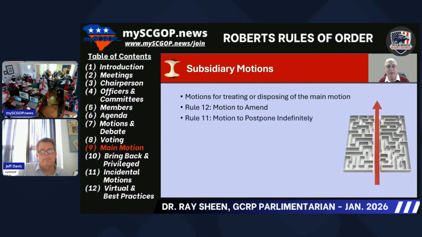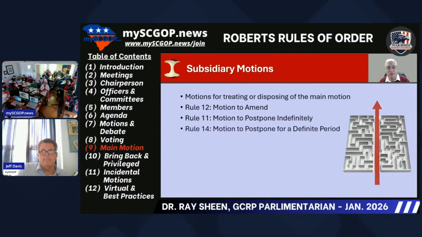Robert's Rule 11 deals with that type of subsidiary motion. This is a motion to essentially kill a main motion without actually taking a vote to approve it or reject it. There is no direct vote on the merits of the main motion, so the Assembly does not take a position on that issue at this time. This motion must be seconded, it is debatable, however it cannot be amended, and it requires a majority vote to pass. If it passes, the matter introduced in the main motion is dropped for the rest of this meeting and cannot be raised again until the Assembly has a new meeting.